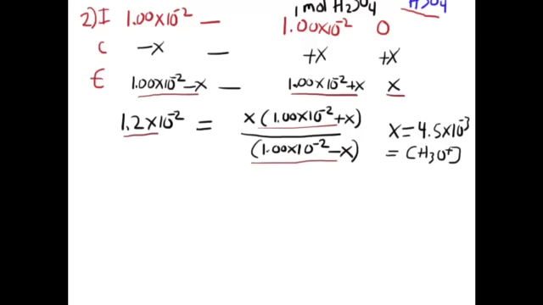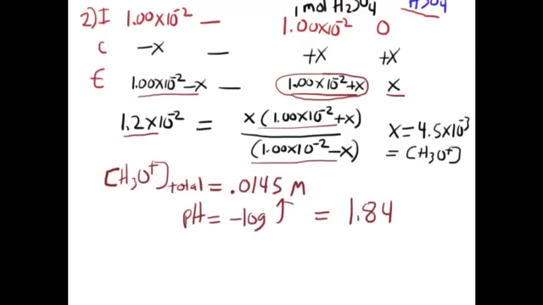So your total hydronium concentration is this one. So the total is 0.0145 molar hydronium. That's the first dissociation plus the second dissociation. When you take the negative log of it, you find your pH is 1.84.